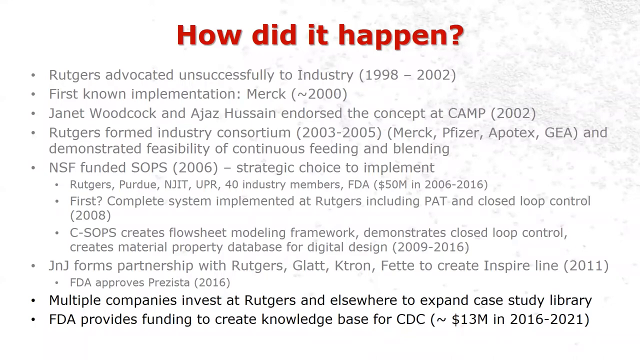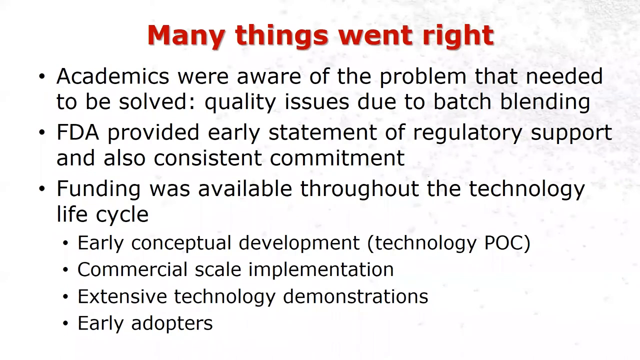Next slide, please. So what went right? If we want to replicate success, maybe we can figure out what were the key features that made this possible. So we, I would say, had a number of things that don't always happen. One is that the academics were aware of what the problem was that needed to be solved. What motivated this whole thing were quality issues caused by batch blending.